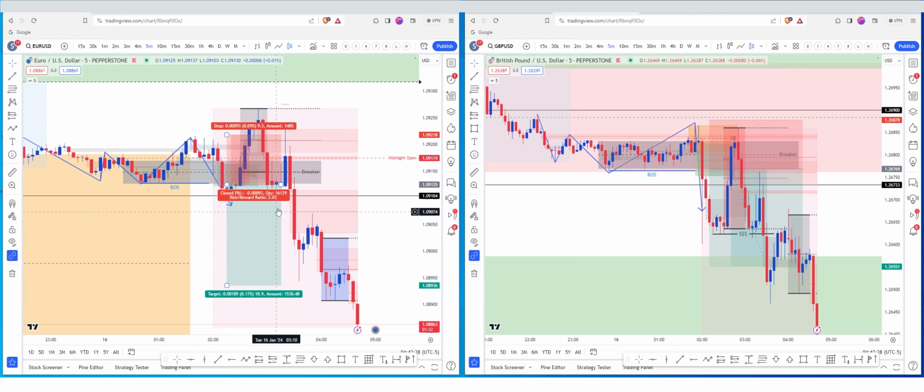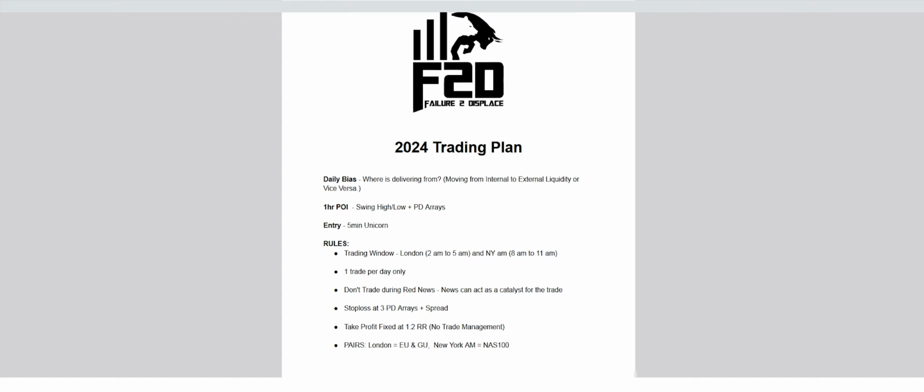Let's jump into the analysis now and compare these two entries. Before we jump into the analysis, let's review our trading plan just to establish exactly what we are looking for in this morning's session. So first of all, we're going to establish our daily bias, looking at where price is delivering from on the daily time frame. Are we moving from internal liquidity to external liquidity or vice versa?